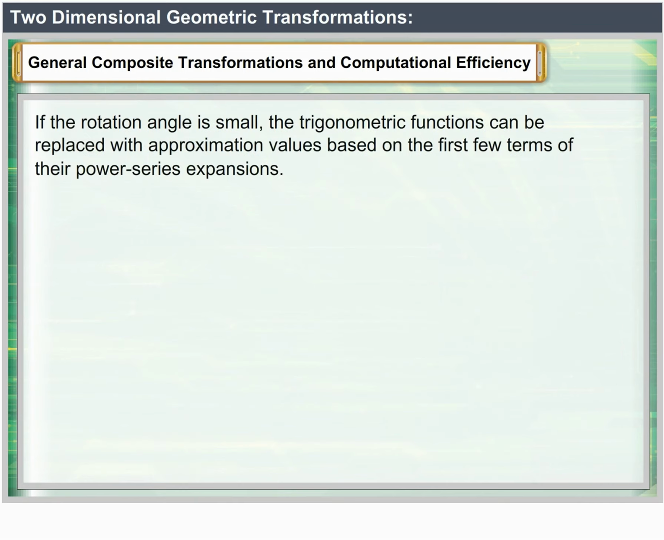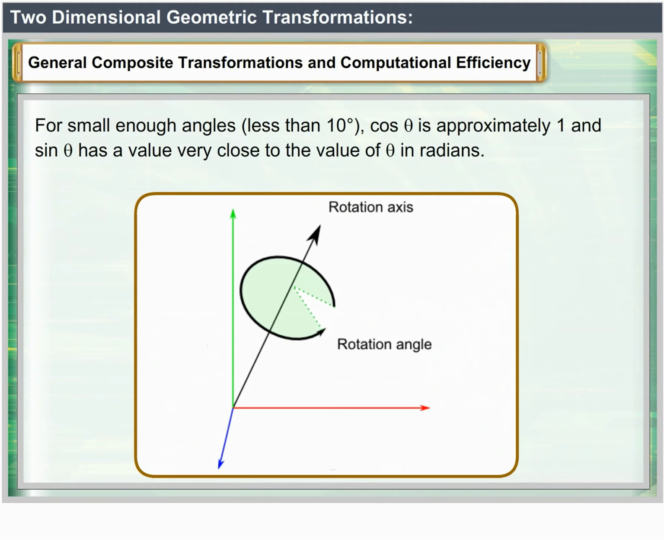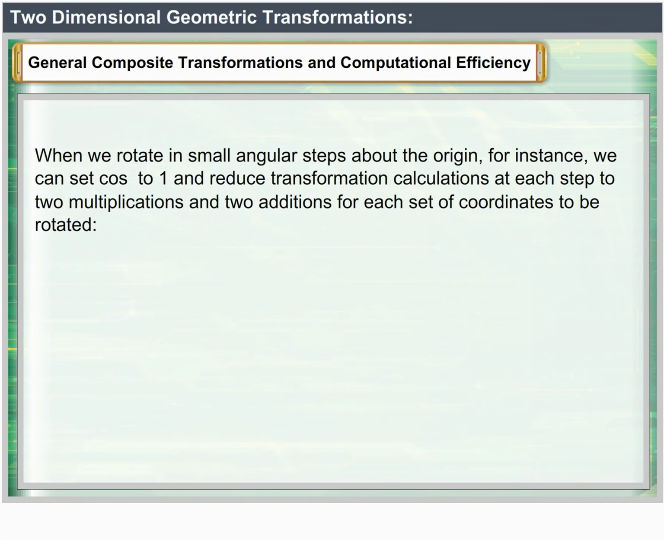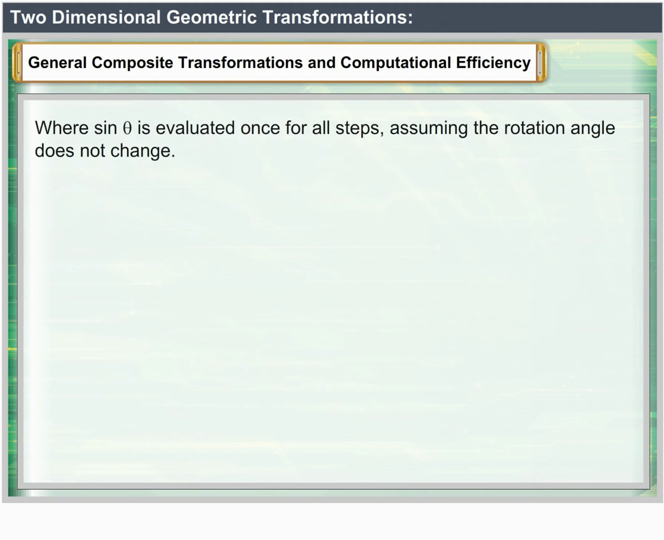For small enough angles less than 10 degrees, cos theta is approximately 1 and sin theta has a value very close to the value of theta in radians. If we are rotating in small angular steps about the origin, for instance, we can set cos theta to be 1 and reduce transformation calculations at each step to 2 multiplications and 2 additions for each set of coordinates to be rotated: x' equals x minus y sin theta, y' equals x sin theta plus y, where sin theta is evaluated once for all steps, assuming that the rotation angle does not change. The error introduced by this approximation at each step decreases as the rotation angle decreases.